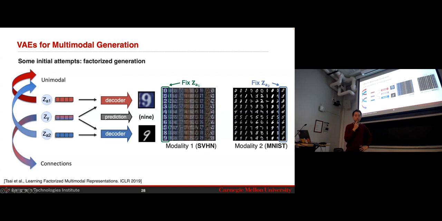Yeah. So how would you determine what the variable should correspond to? So is it trial and error? Great question. So this is actually trained to do it.